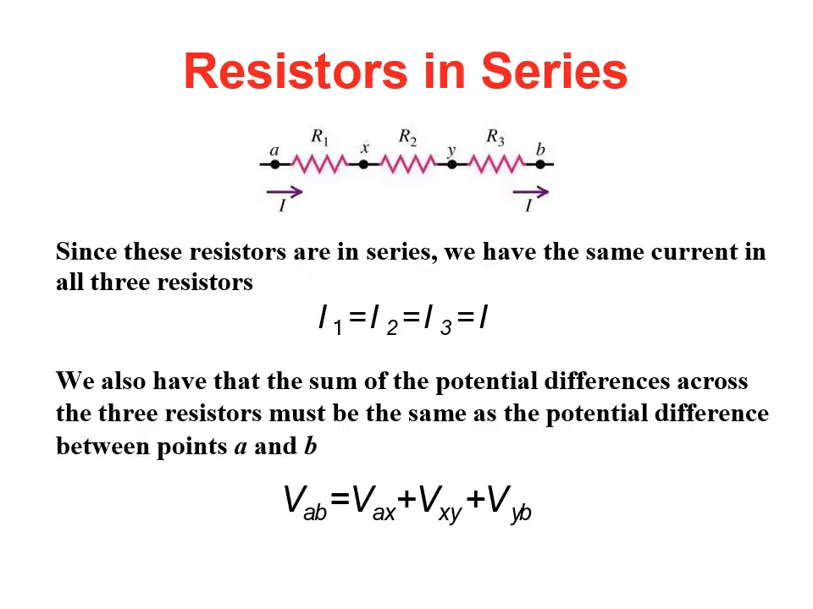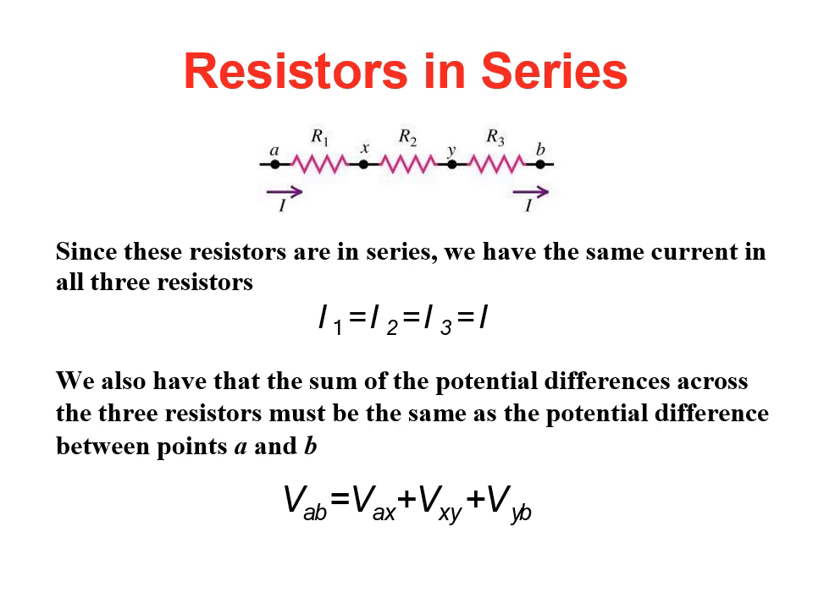Start with resistors in series. So we have three resistors that are connected in series. Since these resistors are connected in series, they will have the same current flowing in all three resistors. So I1, the current flowing in resistor 1, will equal I2 flowing in resistor 2, and equal I3 flowing in resistor 3, which equals the total current that flows in the circuit.